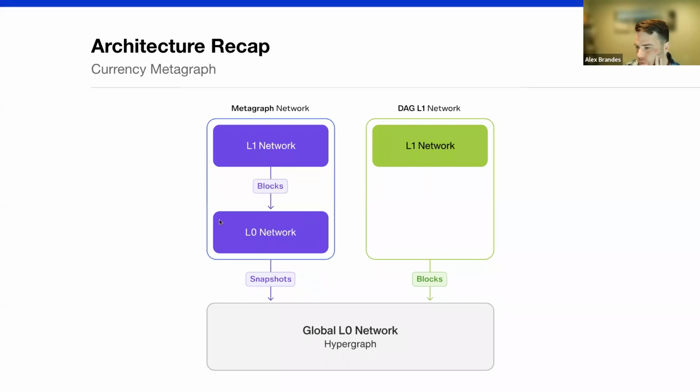The L0 Metagraph nodes are required to also be global L0 nodes. So they would need to be known by the global L0 network using their unique identifier. The L1 and above nodes do not, so they can be organized however the Metagraph wants. Okay.